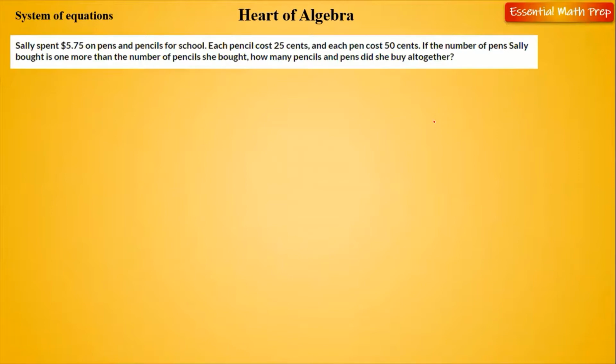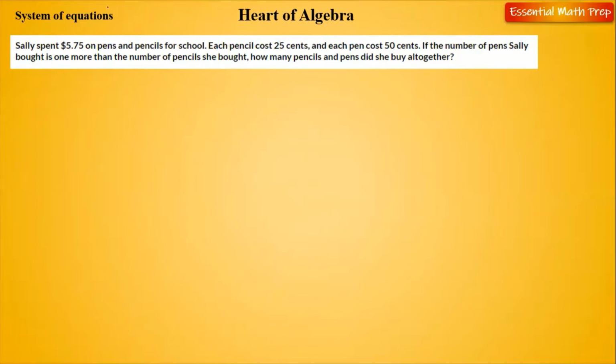Sally spent $5.75 on pens and pencils for school. So we know the cost is $5.75, so the dollar is not a variable. Each pencil costs 25 cents and each pen costs 50 cents. Well, the pencil and pen themselves are variables, which is easier in this case. The number of pens Sally bought is one more than the number of pencils.